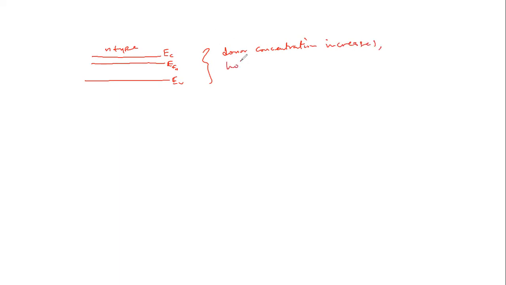So we have this is C, then this is intact, because as the donor concentration increases, the hole concentration decreases. This, and then the Fermi level moves up.